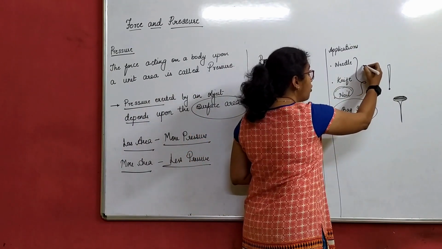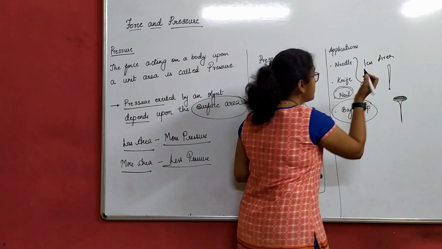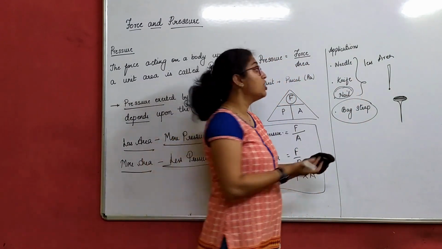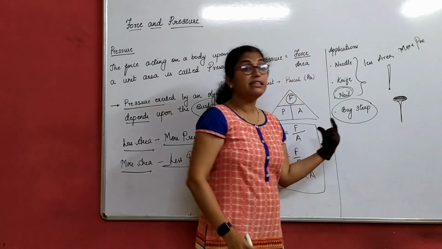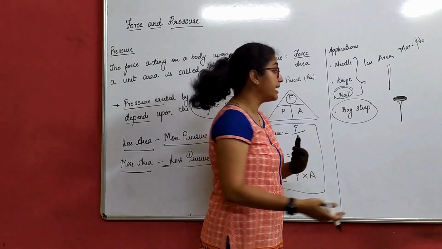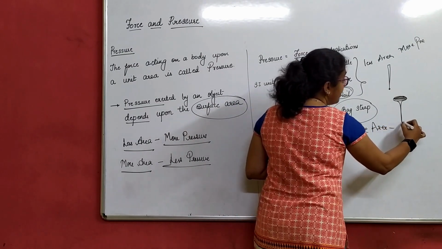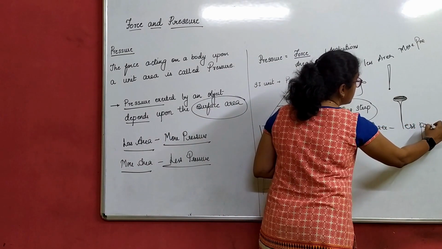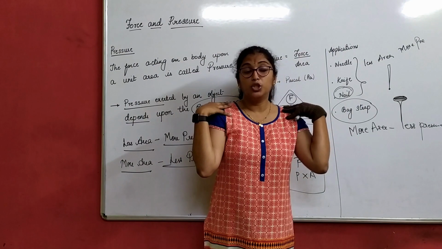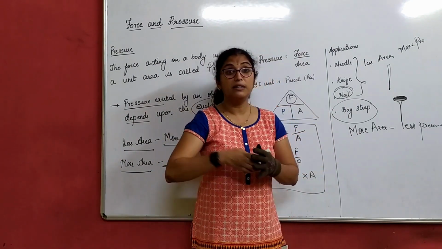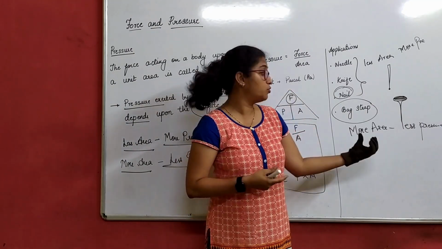In all these three cases, needle, knife and nail, we wanted less surface area because we wanted more pressure. Whereas in the school bag strap, we want a wider area, that means more area, so we feel less pressure. Correct? Your shoulders are not pressurized much because the space is taken by the broader strap of your school bag.